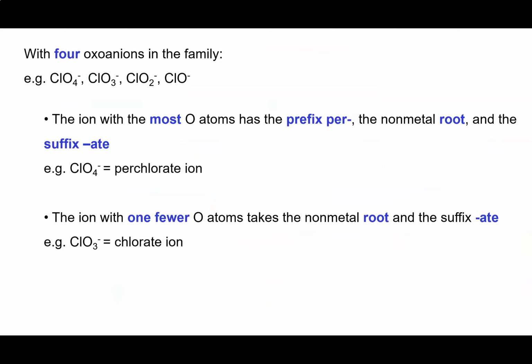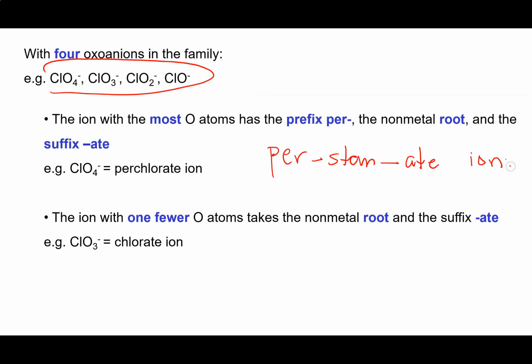Sometimes there are 4 oxoanions in the family, and the example that we gave was chlorine, which forms a series of oxoanions with 1 through 4 oxygen atoms. Now, this kind of gets complicated, so we're going to start with the one that has the most oxygens and work our way down. And for the one with the most, it goes like this. It goes per, then you put the stem, then you put ate, and the word ion.